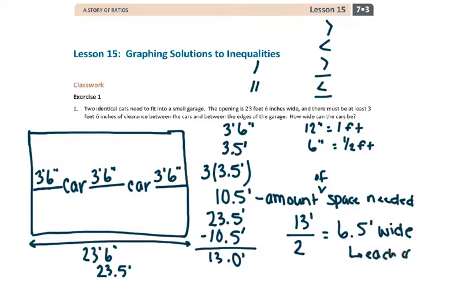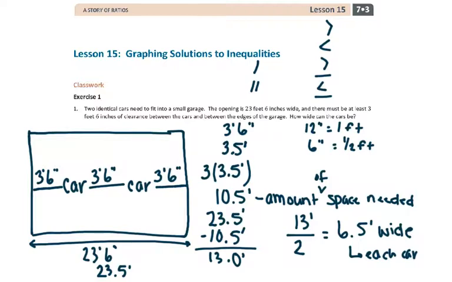Okay? So that means that if I'm going to have 3.5 feet of space between each car and the wall and between the cars, each car can only be up to 6.5 feet wide. It could be less than 6.5 feet wide, but it can't be greater than 6.5 feet, or they won't fit in the garage. 2 cars greater than 6.5 feet wide would not fit into our garage with this amount of space that we want. So this is going to introduce us to inequalities, and this is why.